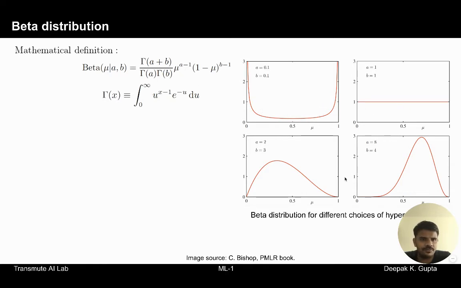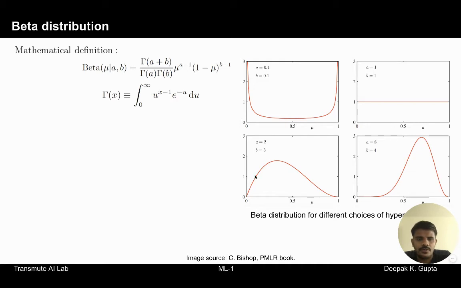Now, based on the choice of values of a and b, the shape of the beta distribution changes like this. So we have 4 examples of the beta distribution for different combinations of a and b. What we see is when a and b are equal and very small values, we see spikes at the two extremes, mu equal to 0 and mu equal to 1. So at 0 and 1 we see these two peaks. This is for a equal to b equal to 0.1. When both of them are 1, then it becomes uniform.